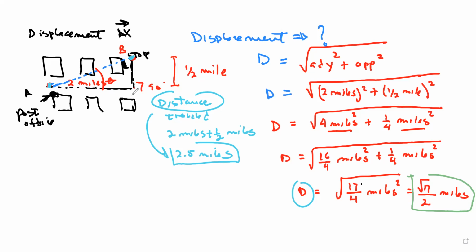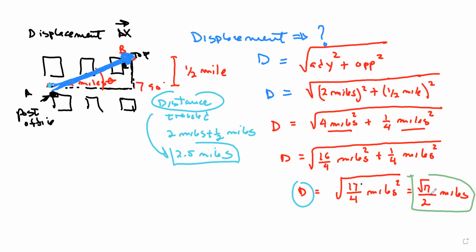And what you get here is a vector. So this one right here is your displacement vector. And I'll put a little arrow here to stress that this is a displacement vector. And we have found the magnitude of that displacement vector. The magnitude is the square root of 17 divided by 2 miles. Let's find the angle, so we can find the direction of the displacement vector.